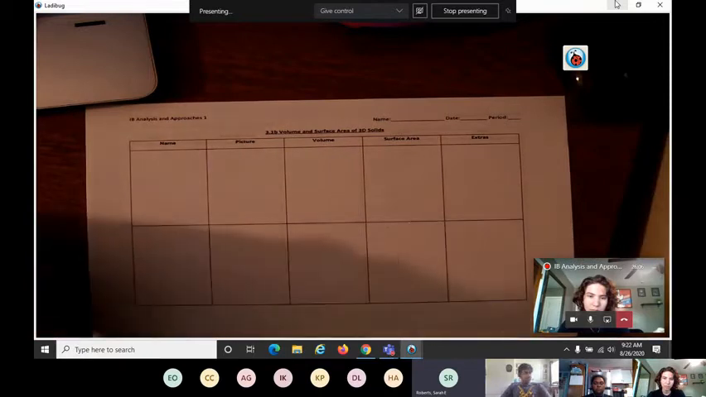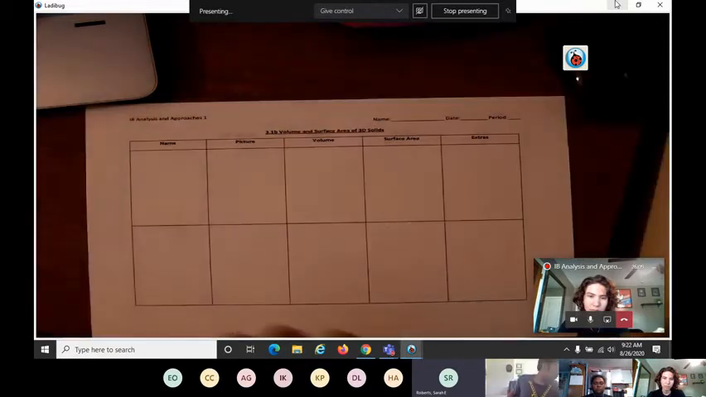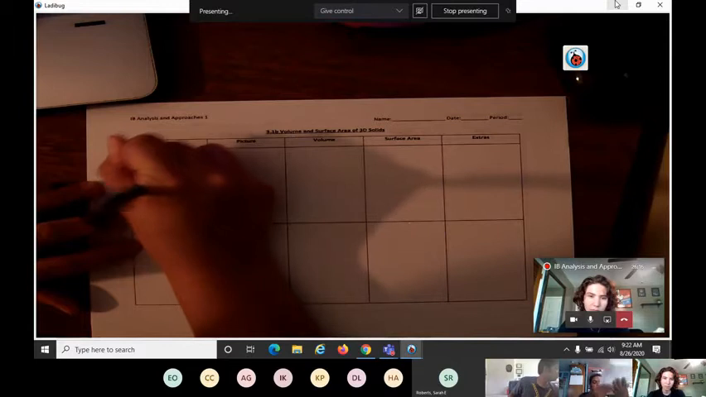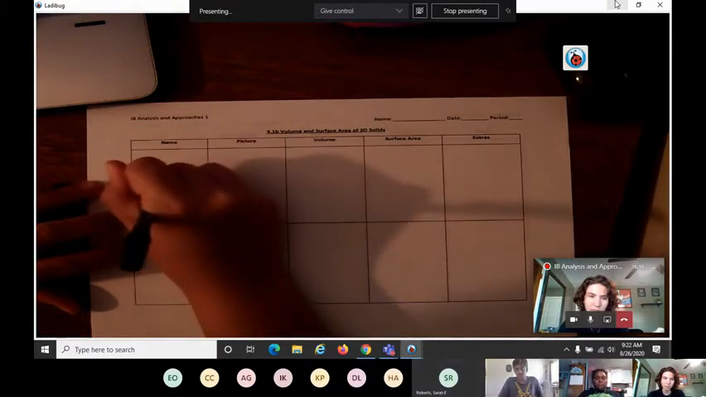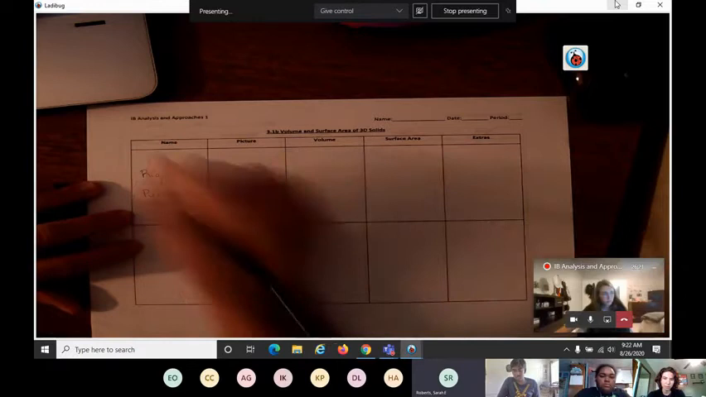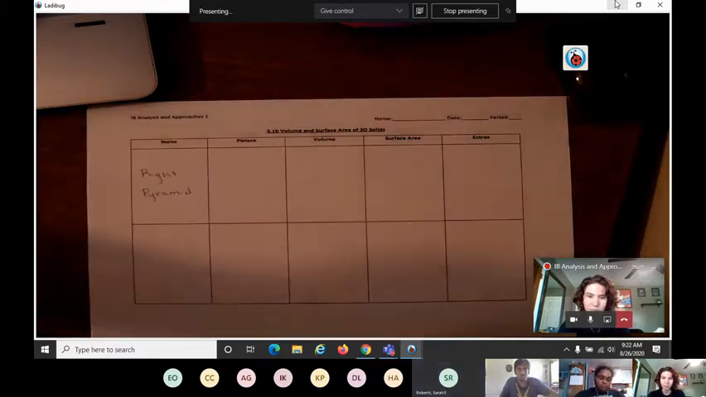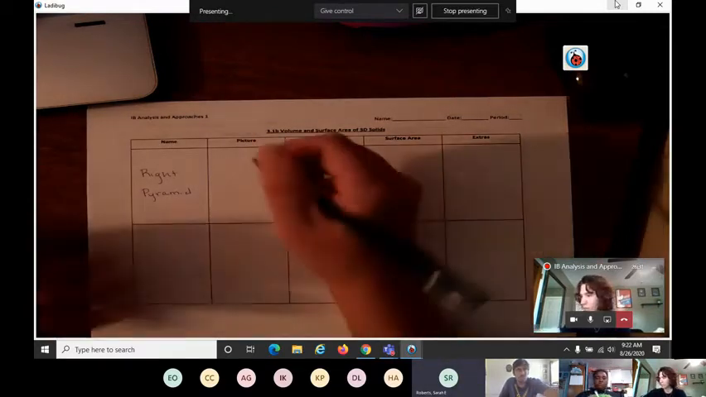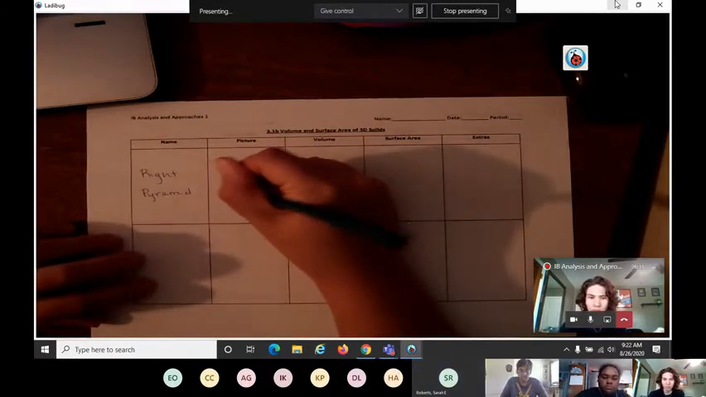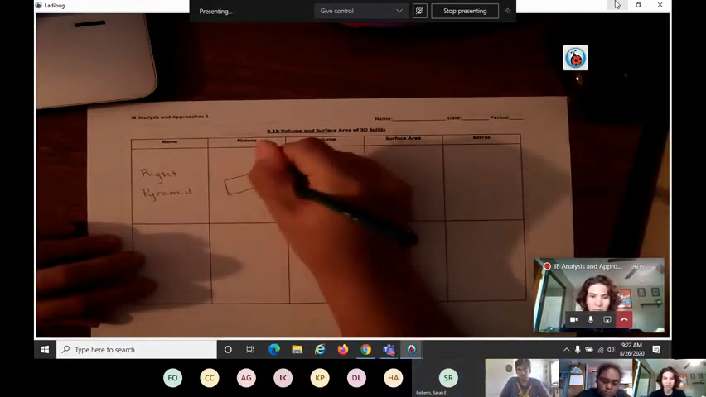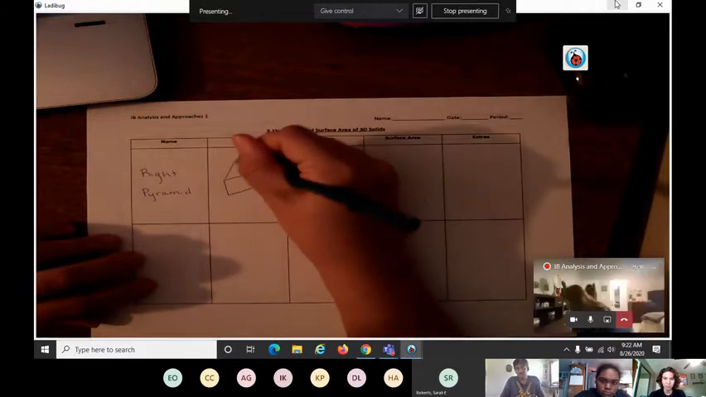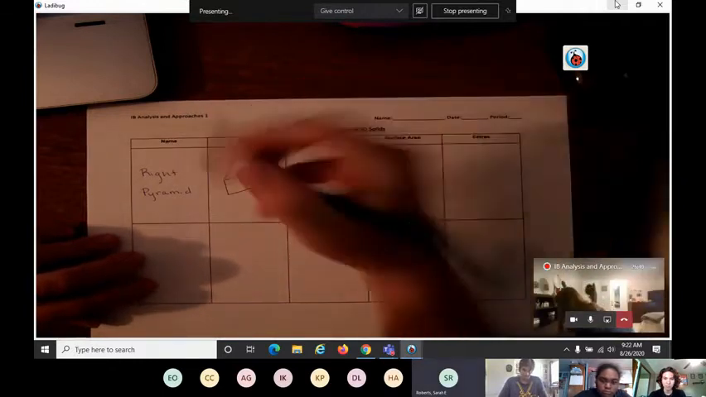We are talking about surface area and volume of 3D shapes. Okay, and the very first shape we're going to talk about is a right pyramid. Okay. And please speak up if you have any questions. Feel free to unmute yourself and just go for it. So I'm going to draw a picture of a right pyramid. I'm going to do my best. Oops, I should have done dashed lines right there. Oh well.